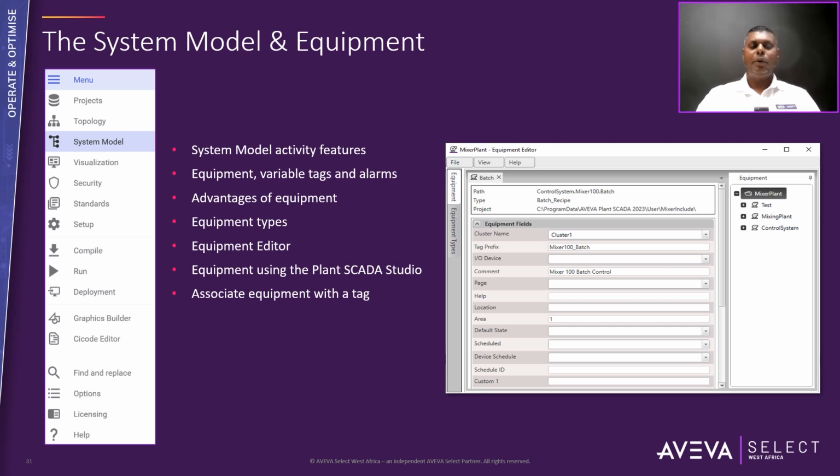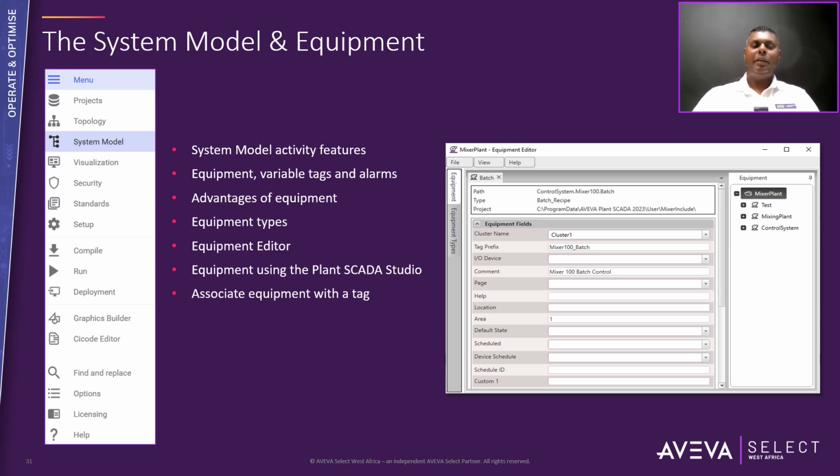The system model and equipment. In Plant SCADA, the term equipment is used to describe an object-oriented architecture within a project that can be used to reference the machinery or processes being monitored. Equipment definitions create logical groupings that allow you to organize your project using a hierarchical design. Each definition brings together the base SCADA properties into a single entity that can be easily replicated within your project.